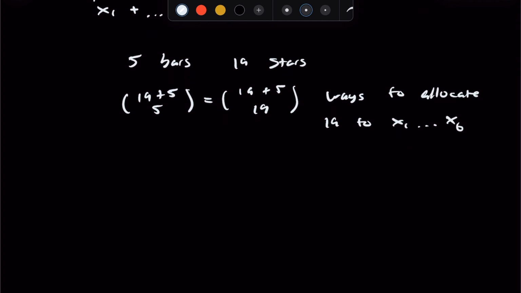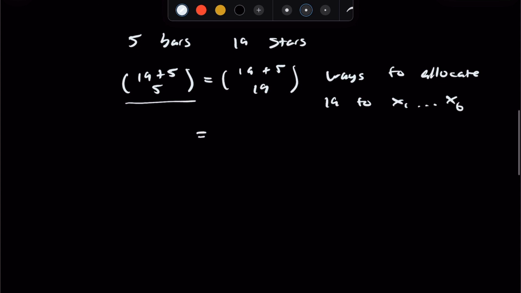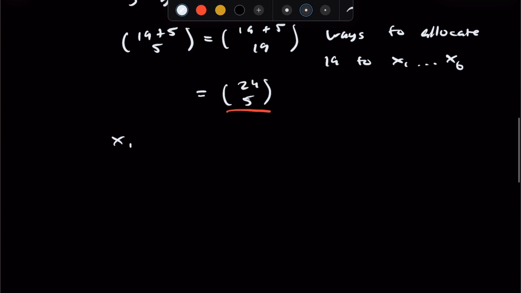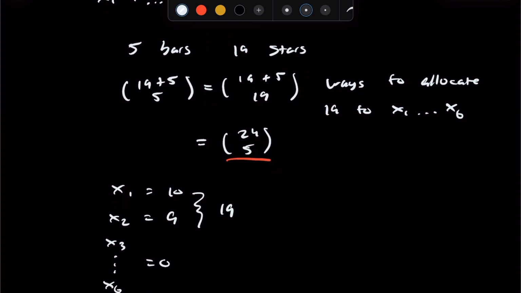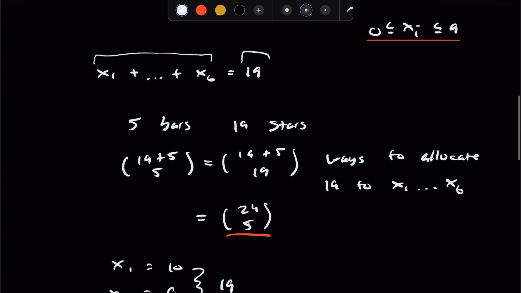However, we're missing something important here. This alone, unfortunately, is not the solution. The reason is that in our count, we are also counting solutions where x1, for example, could equal 10, and x2 could equal 9, and x3 to x6 all equal 0. This still sums up to 19. However, we violate this constraint right here. So unfortunately, this would not be a valid solution. We cannot have 10 or more allocated to any of the xi's.